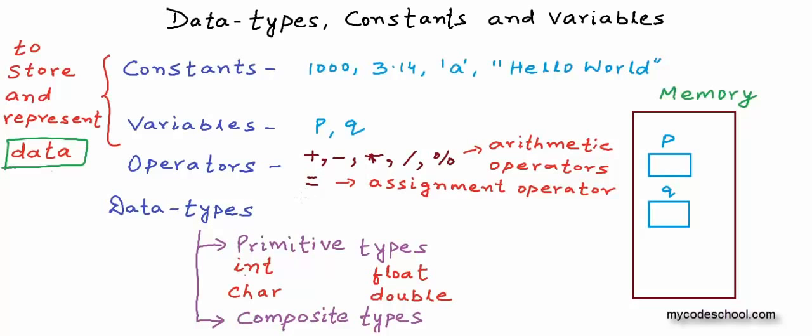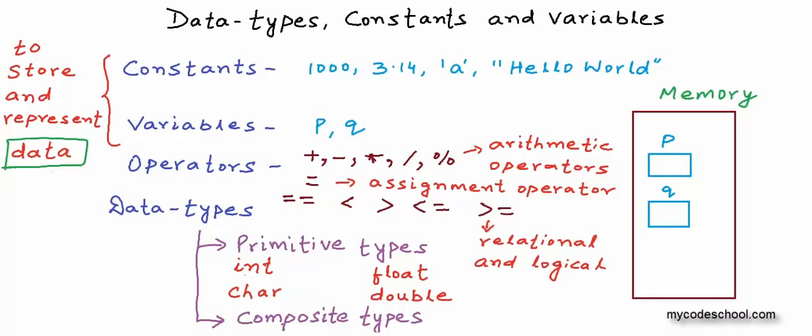And we have operators that we call relational and logical operators. Two equal to signs is for equality operator. If you want to compare two values for equality, you use two equal to signs, and this is a logical operator. And then we have operators like less than, greater than, less than or equal to, greater than or equal to. These operators are called relational and logical operators. We will get to know these operators when we will use them in a real program.